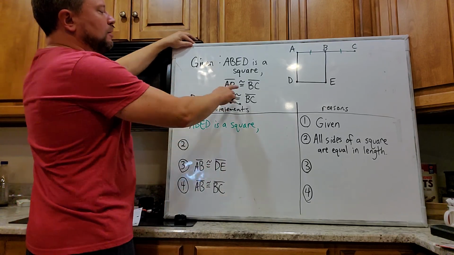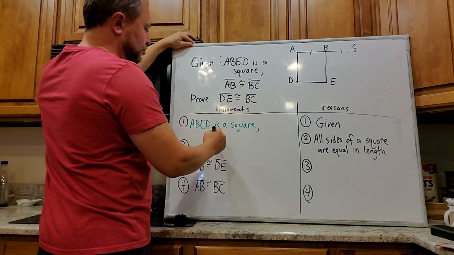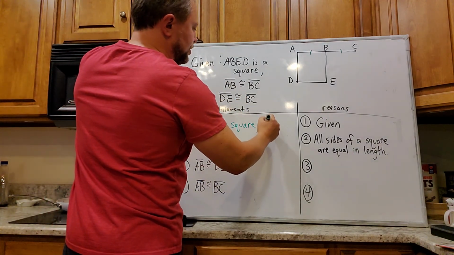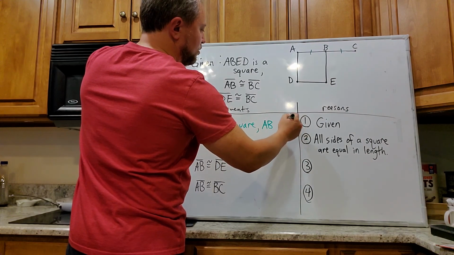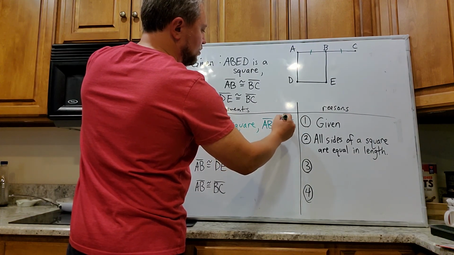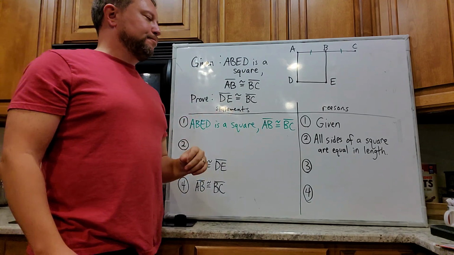And AB and BC are congruent. That was part of our given as well. I could probably squeeze that in right there. Okay, there's our step 1.